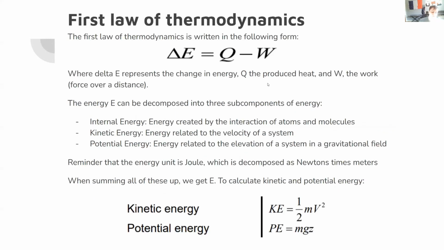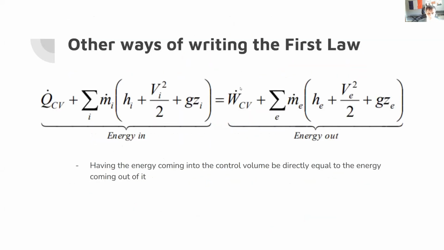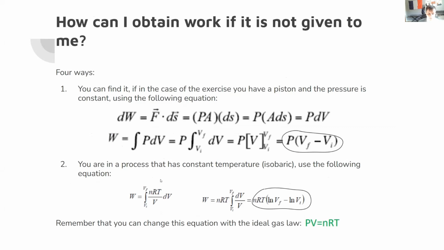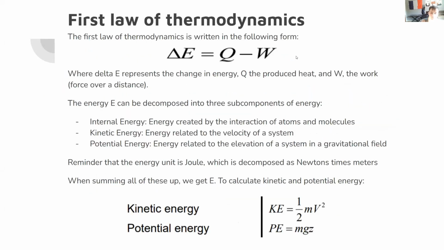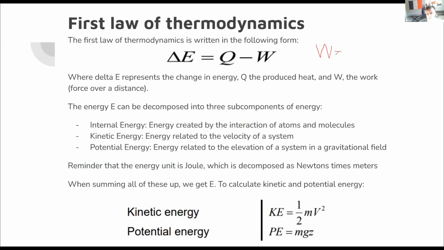Okay, the first law of thermodynamics. I'm really sure that if not this law, then definitely these equations, you will have to use in exercises for sure, but we'll go over them one by one. So the first law of thermodynamics is just that the change in energy is equal to the heat produced in a control volume minus the work that is created. Work, as a reminder, in vector format is force times the distance that you're covering.